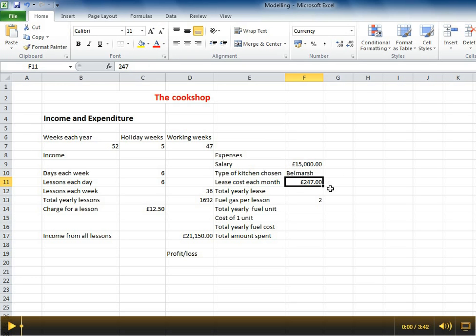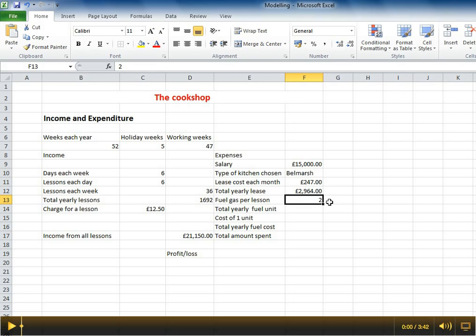Now the question is, what's the yearly lease? Well, we know there are 12 months in a year, so I have to multiply the cost of a kitchen, 247 leased, by 12. So I click the cell and F11 appears, times, this time I can just enter 12 and press enter. So the user will have to pay £2,964 each year for the lease of the kitchen.